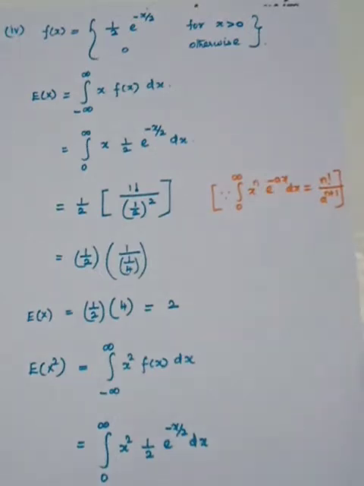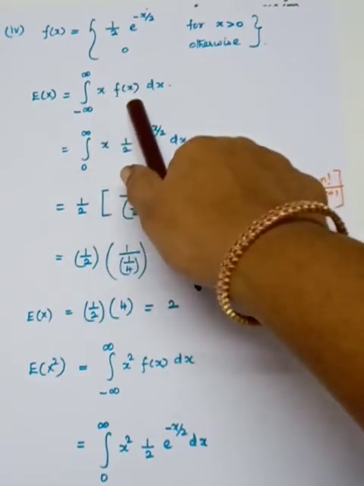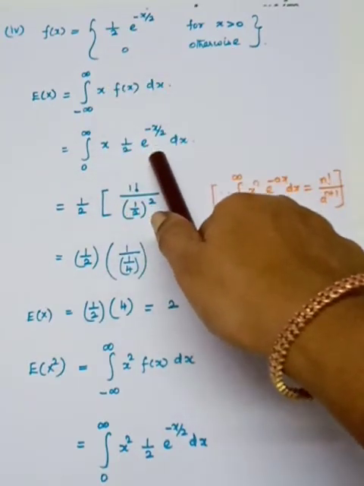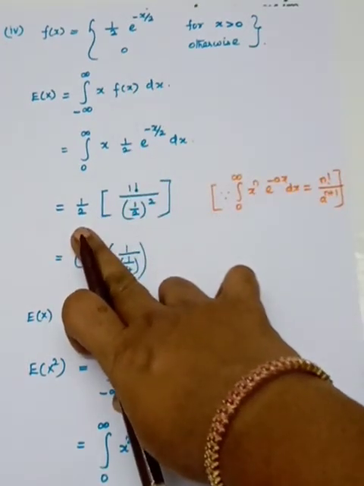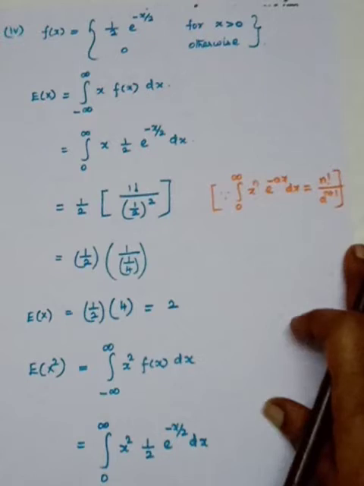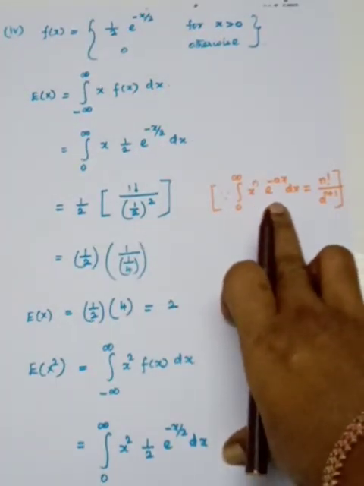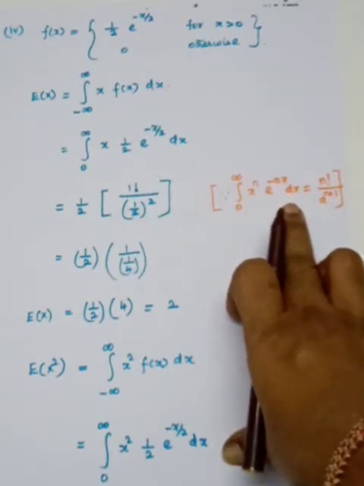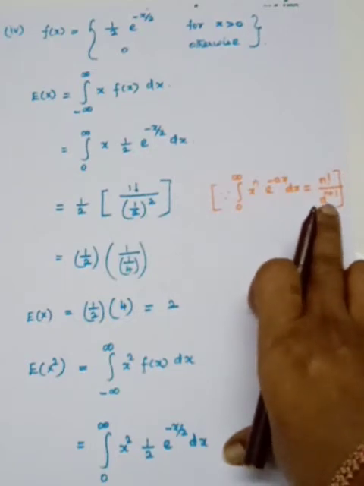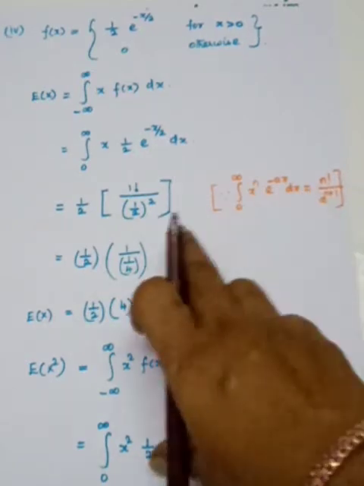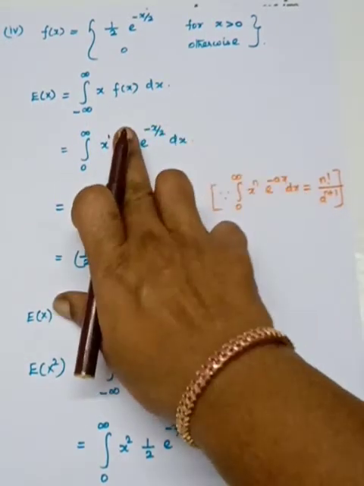So you substitute here x in the formula itself. You are going to substitute f of x. What is it? Half into e power minus x by 2 into dx. So if we take half out, the remaining is in the form of integral 0 to infinity x power n e power minus ax into dx. For this, the answer is n factorial by a power n plus 1. So here x power is what? It is 1. And this half is taken out.